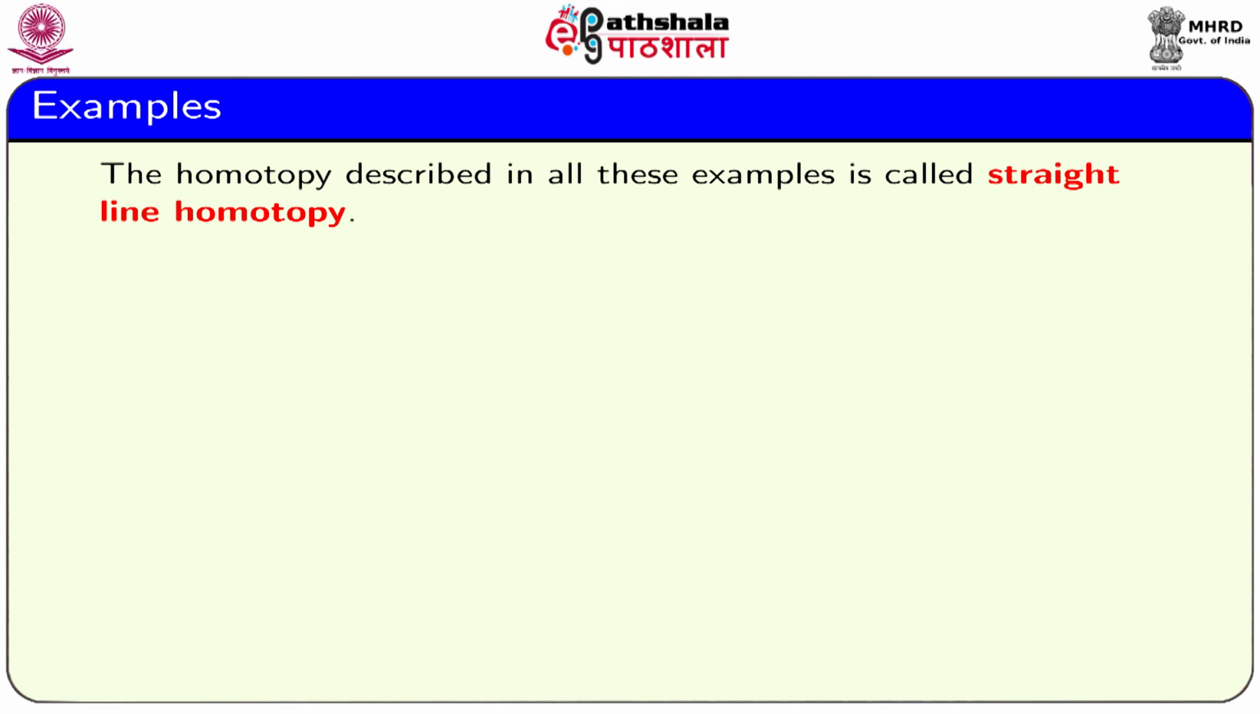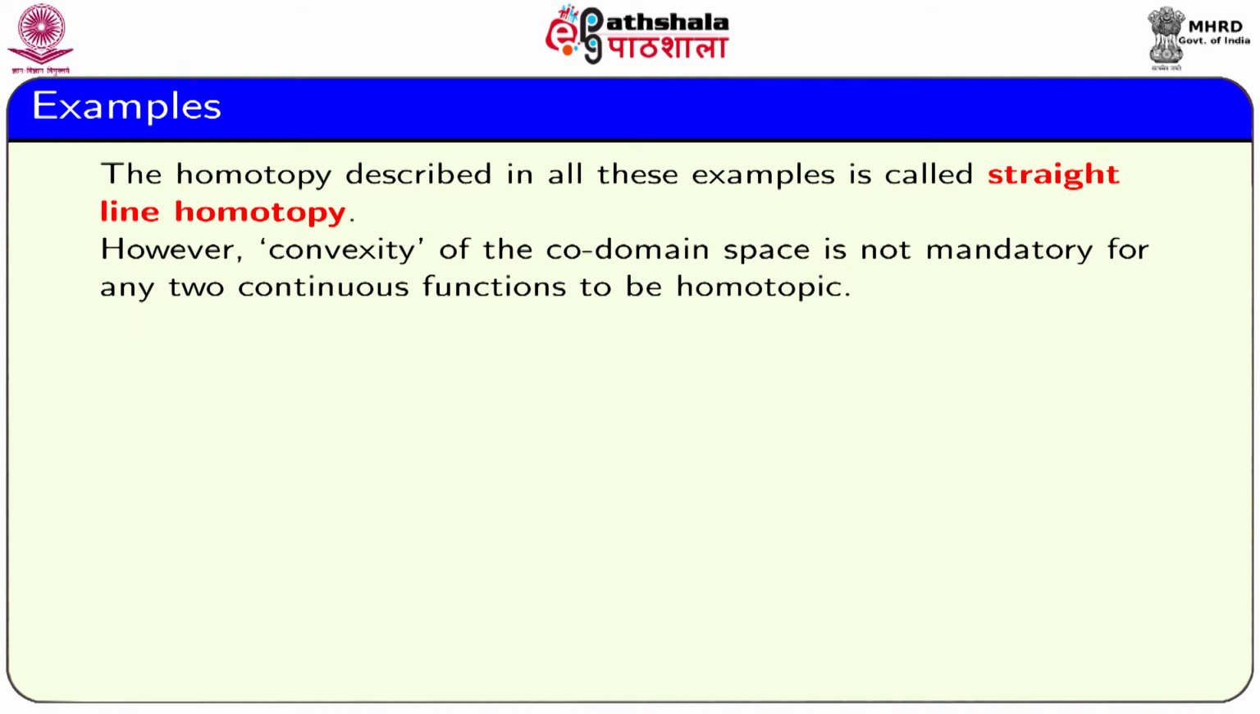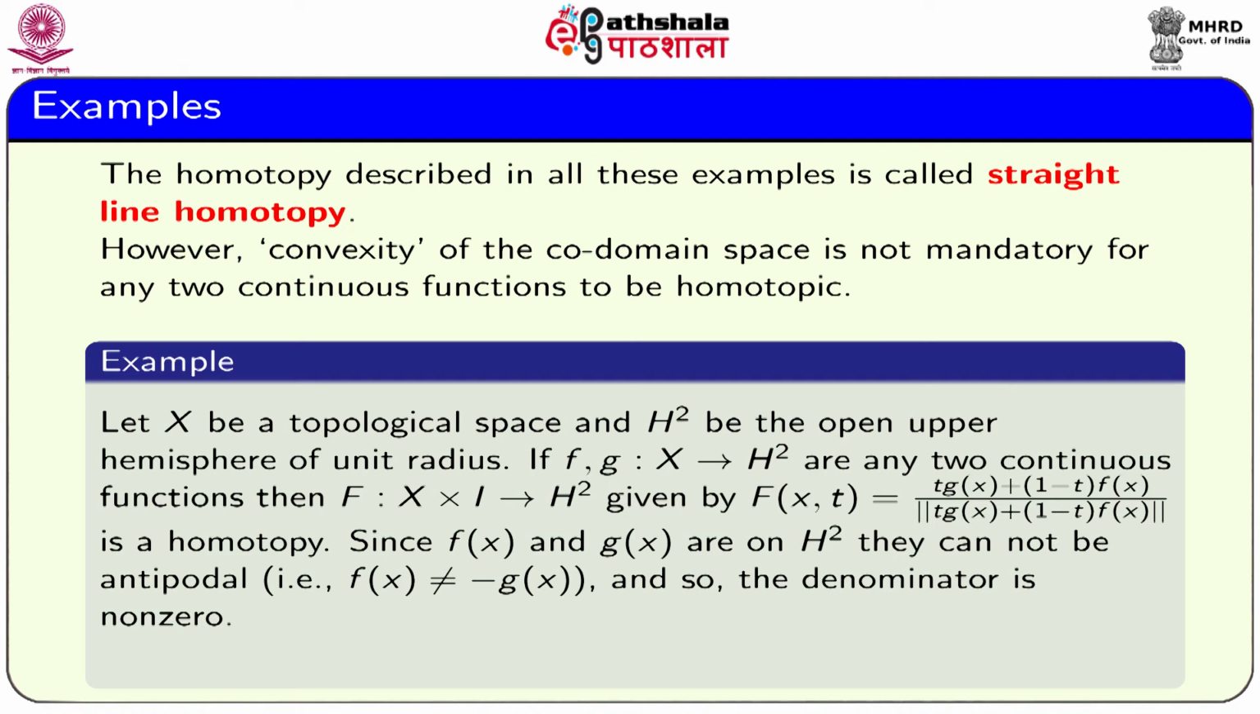The homotopy described in all these examples is known as straight line homotopy. However, convexity of the codomain space is not at all mandatory for any two functions to be homotopic. Let us see an example.